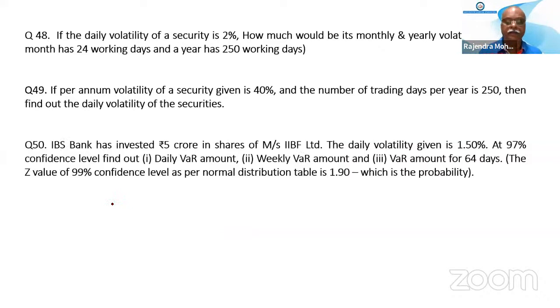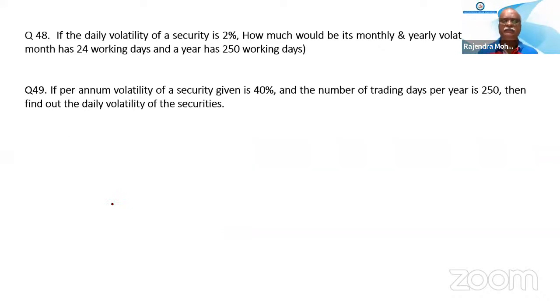Always remember, volatility and VaR question, you have to take 250 working days. What about monthly, sir? Monthly, weekly, they will give. Normally half yearly they don't give, because we have to consider that it is 125. Monthly always they will give, either 24 or 25.